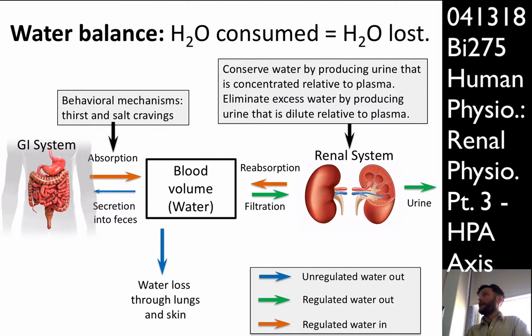So there is an amount of unregulated water that leaves the body, right, that we don't really have control over. There is an amount of fluid that leaves the body into the feces. Feces is not desiccated, right? There is water in that. And then we also lose a significant amount of water through our breath and through the skin.